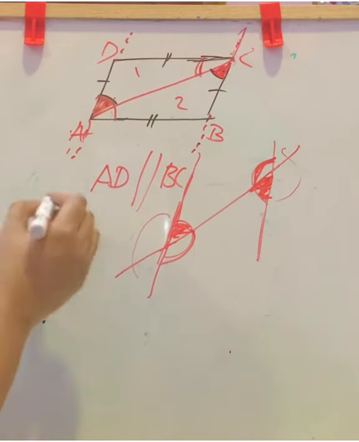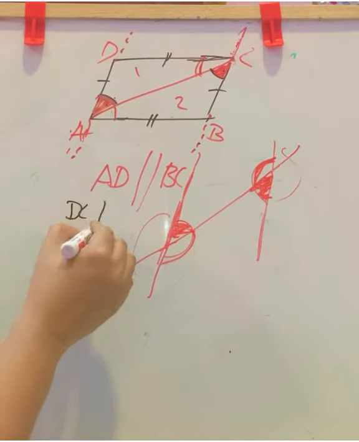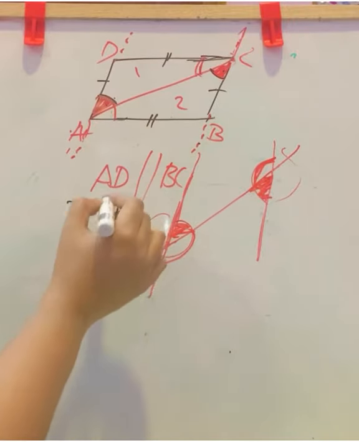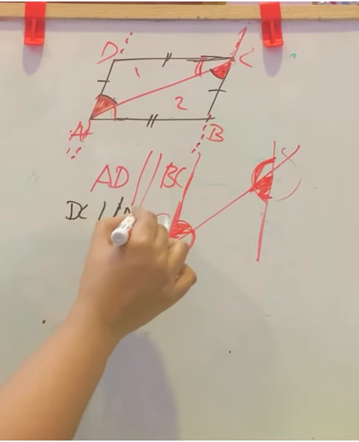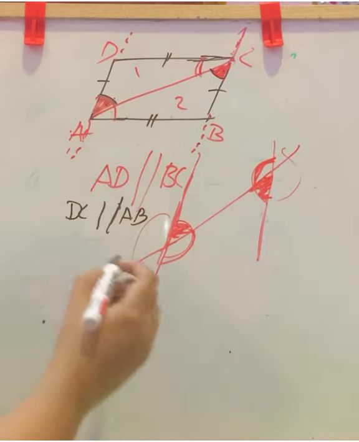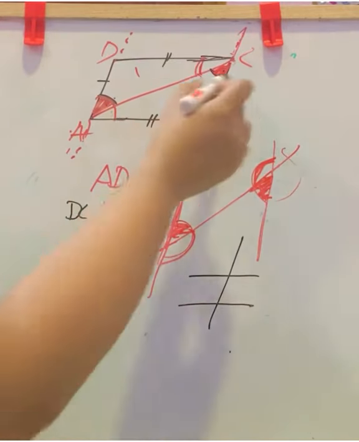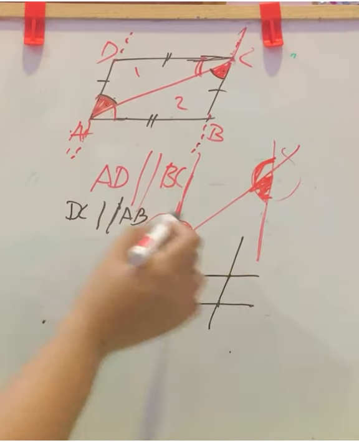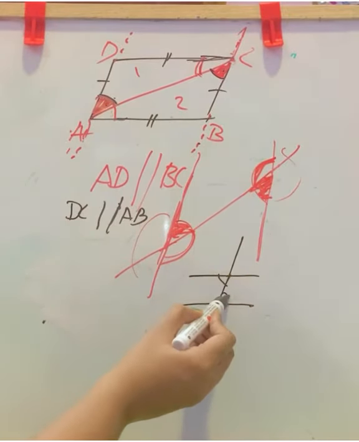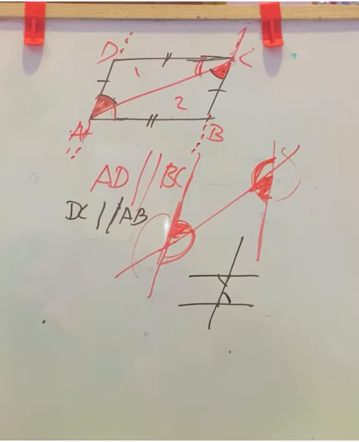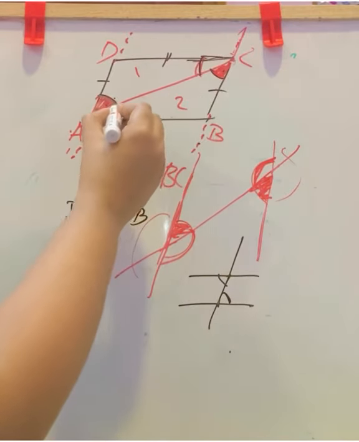Now we are considering DC parallel to AB. DC parallel AB. That is, two lines are here, and one transversal falling on it. This is this line. Now we can say these two angles are alternate interior angles. That is this angle and this angle.